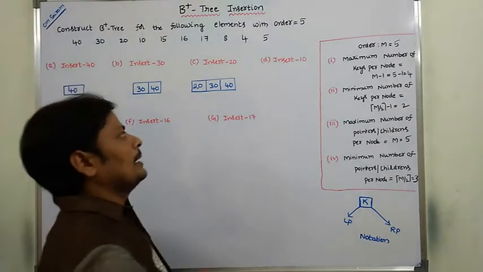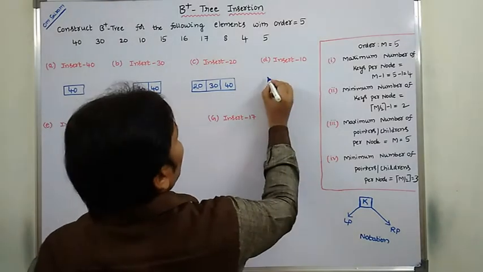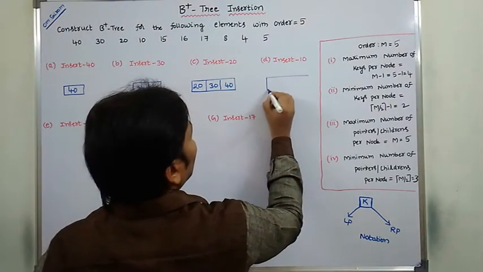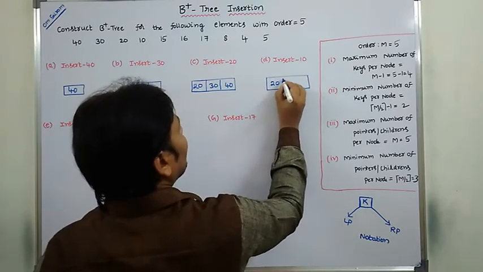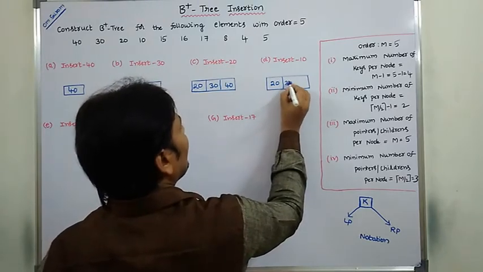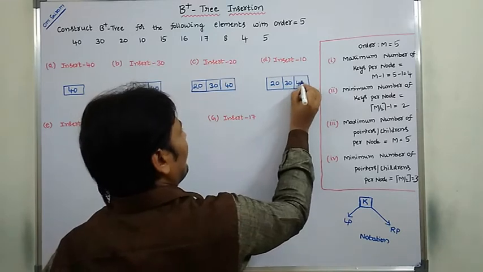Okay, next insert 10. Before inserting 10, the existing B plus tree contains a node. It contains the key elements 20, 30 and 40.